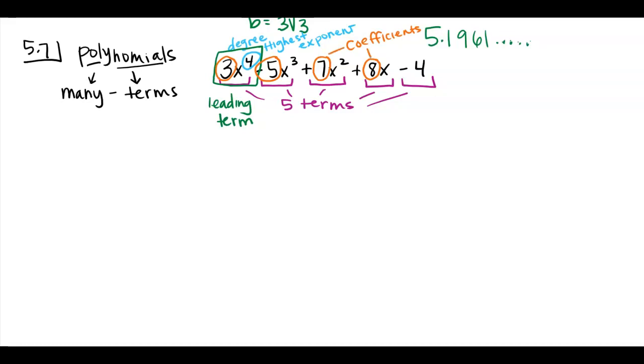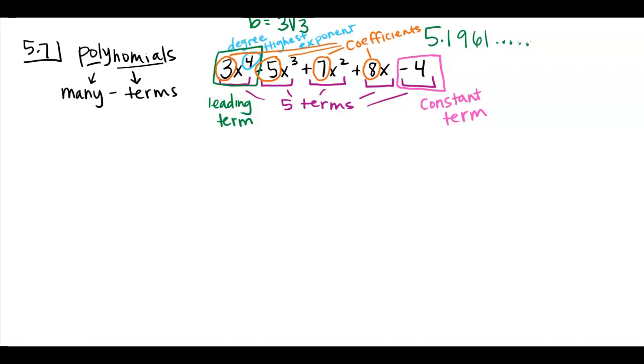Okay, so that's these things here. All right, and then this last term, the one that doesn't have a letter with it, is called the constant term, because this term is always going to be -4 no matter what, because there's no variable there to multiply it by.